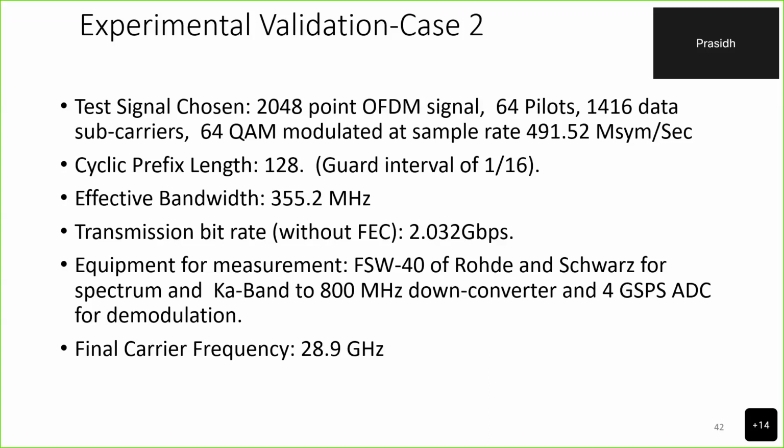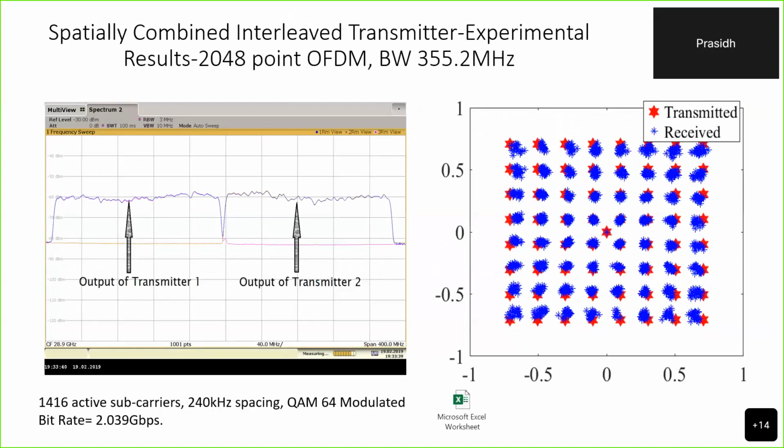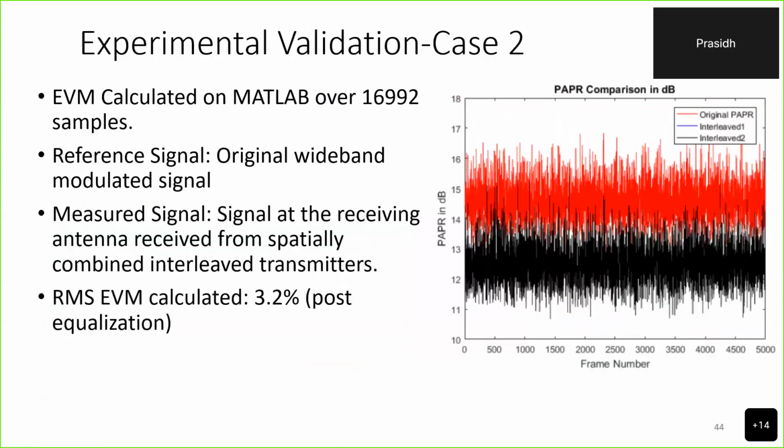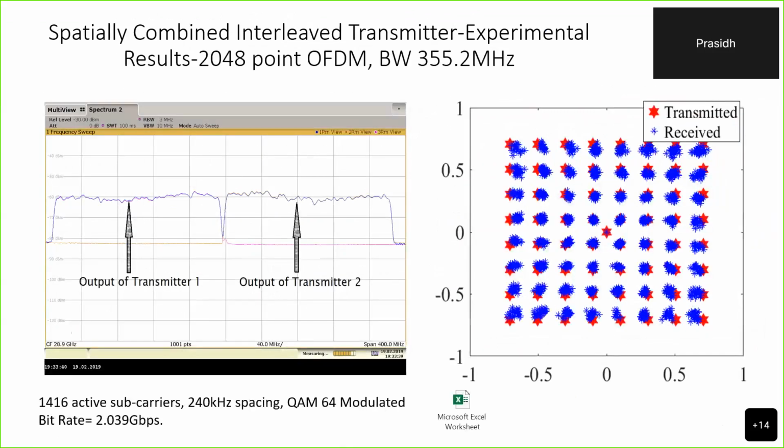So an over-the-air measurement was again done using a Rohde & Schwarz signal analyzer. And here is the received constellation. One can see that the EVM is below 3%, with an over-the-air measurement.